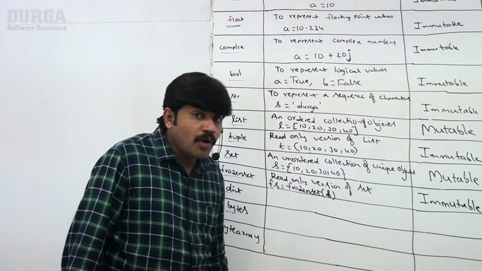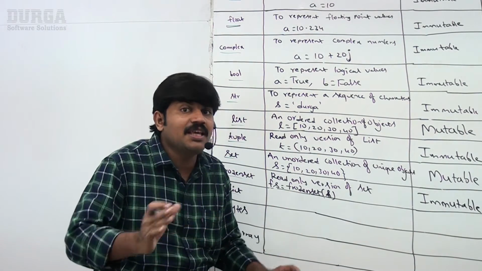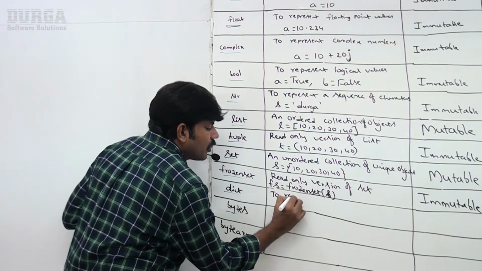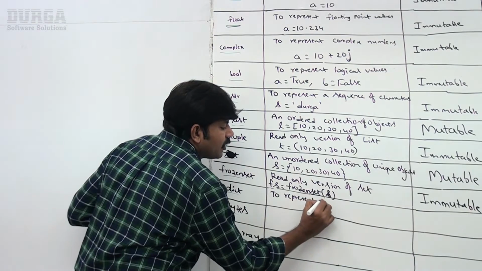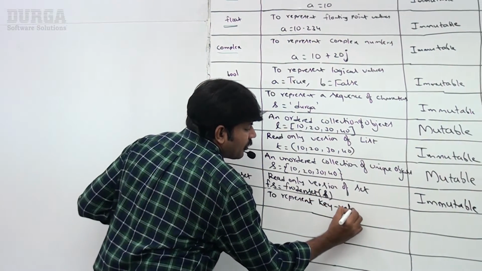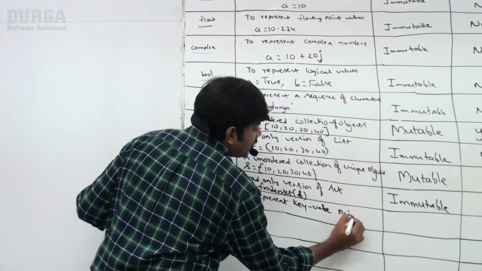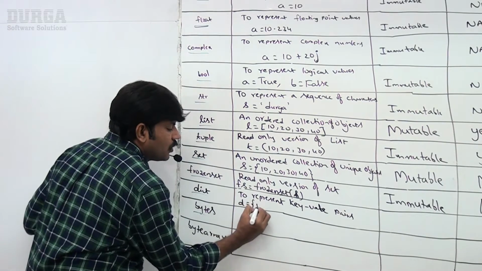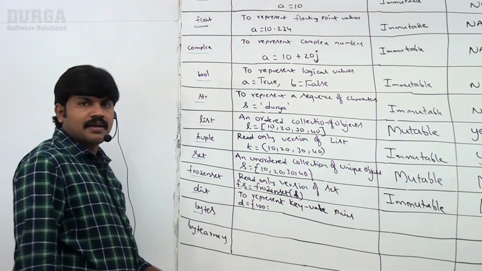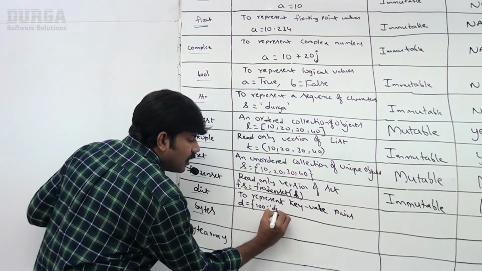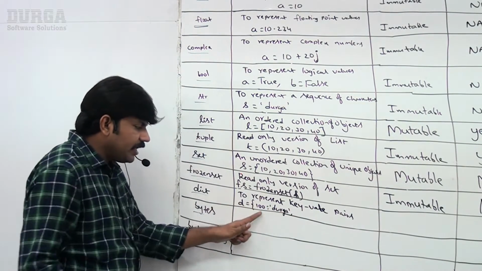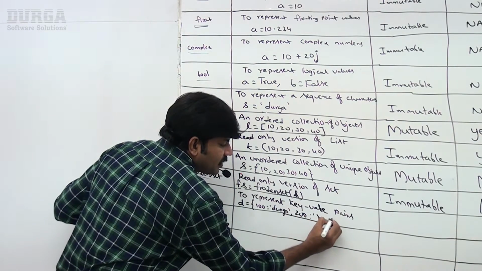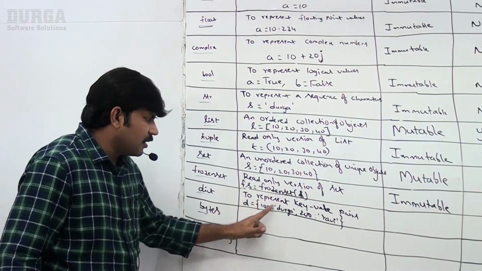Next, what about dict, sir? Dict: if you want to represent a group of objects as key value pairs, then we require to go for dict. To represent key value pairs, we require to go for dict concept, right? Sir, how can you write it? d is equal to 100 colon Durga, 200 colon Ravi, like this I'm taking, sir. So two key value pairs I'm taking.